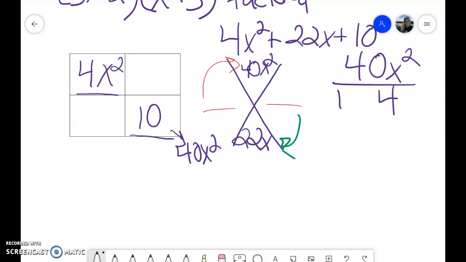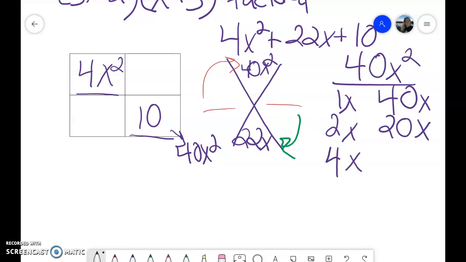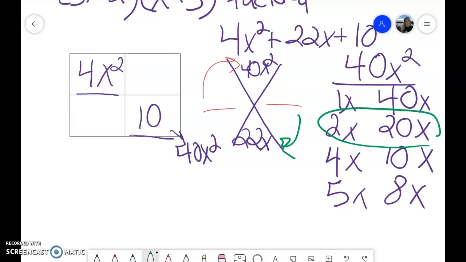So you might have said 1x and 40x, 2x and 20x. Let's see, what are some more? 4x and 10x, 5x and 8x. There's a lot of factors. Which of these factors then, when I add them up, will get me to 22x? I'm hoping you picked this one, 2x and 20x. Let's go ahead and drop those then as the areas of my other two generic rectangles.